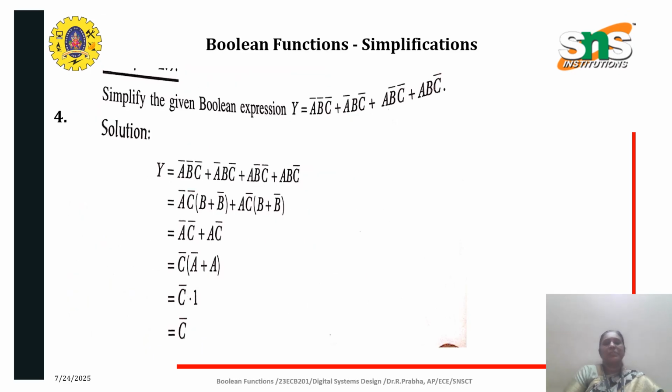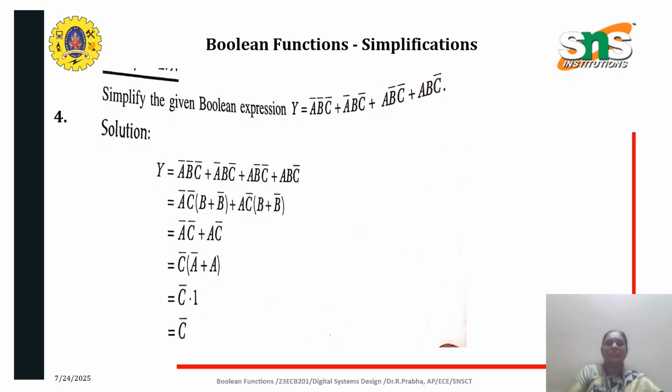In the next example, the Boolean function is given as y = a'b'c' + a'bc' + ab'c' + abc'. Here a'c' is taken from the first term and also the second term, so the remaining is b + b'. Similarly, the last two terms are combined: ac' is taken, and the remaining is b + b'. We know that any variable added with its complement gives the value 1. So b + b' is equal to 1.